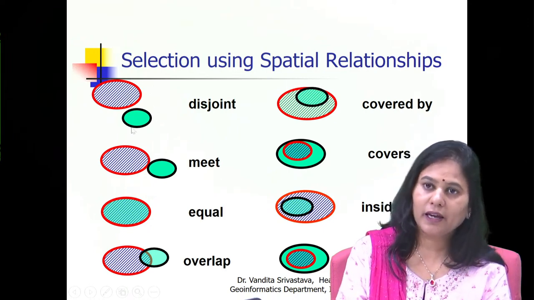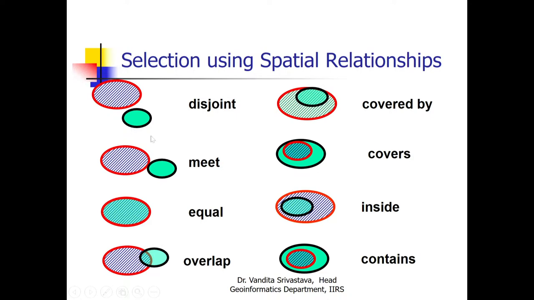They are like A and B are disjoint. A is disjoint from B, B is disjoint from A. A meets B, B meets A. A is equal to B, B is equal to A. A overlaps B, B overlaps A. But here we cannot interchange. We cannot say A is covered by B, B is covered by A, right? We will say A is covered by B, B contains A, like that.